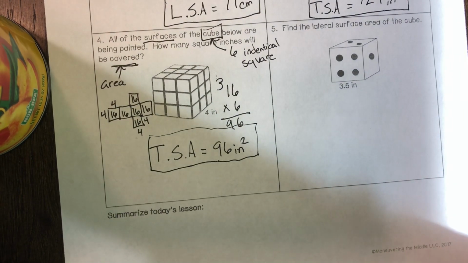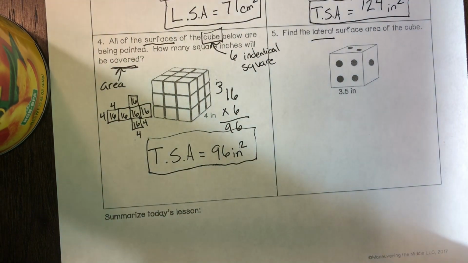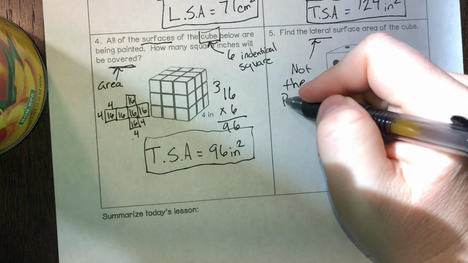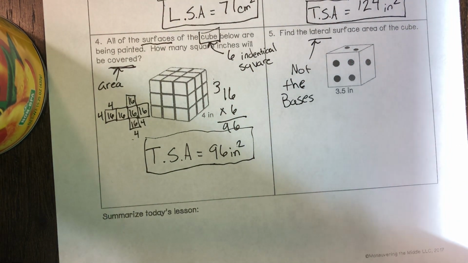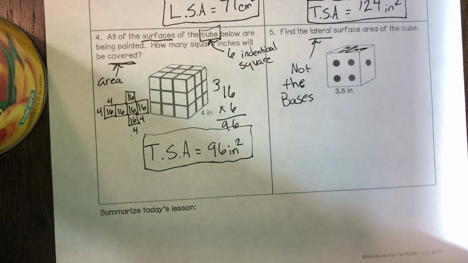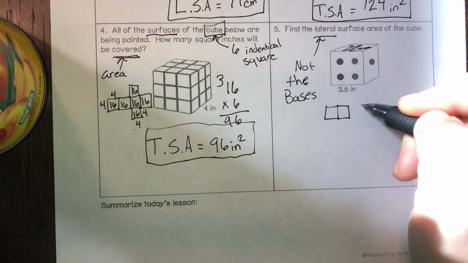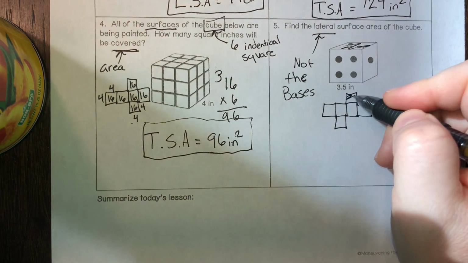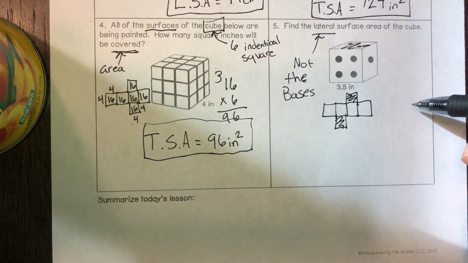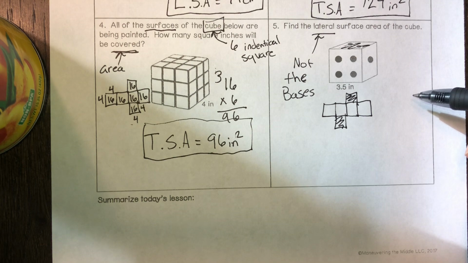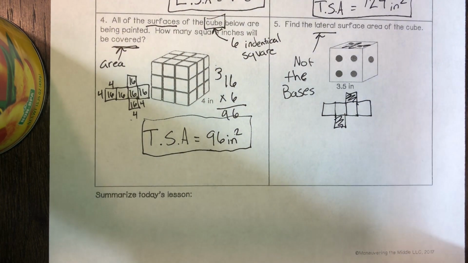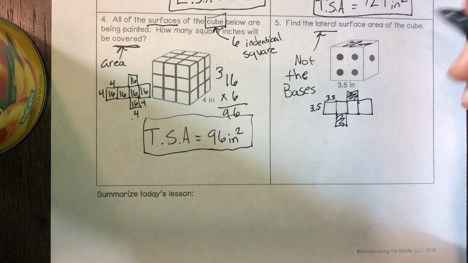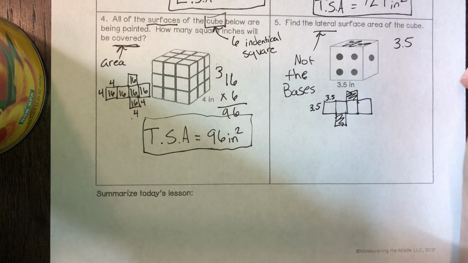Okay. And the last one we have here is a lateral area, surface area. Lateral means not the bases. I'm not including the base shapes, so I'm not going to worry about the top or the bottom. If I were to fold it out, I'm only worrying about those 4 identical squares. Their measurement for each side is 3.5. So to find the area of just one of them, I'm going to do 3.5 times 3.5.